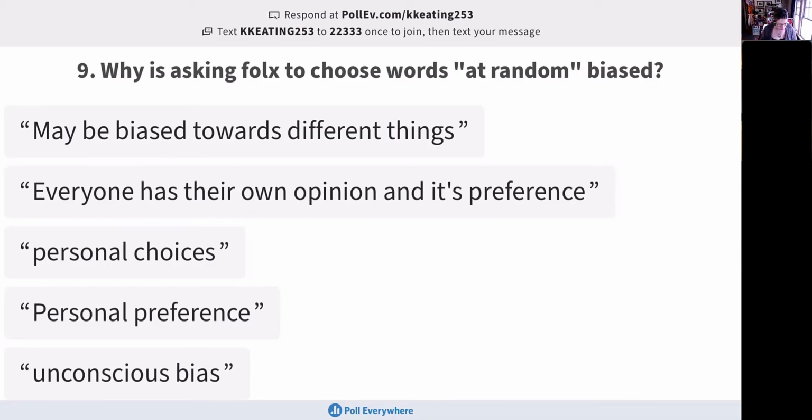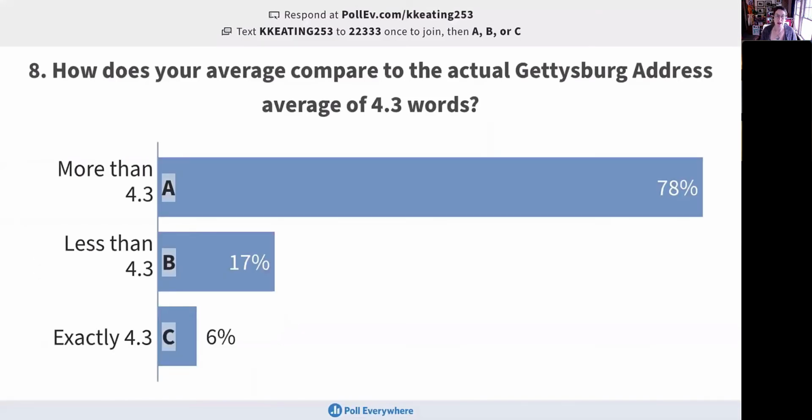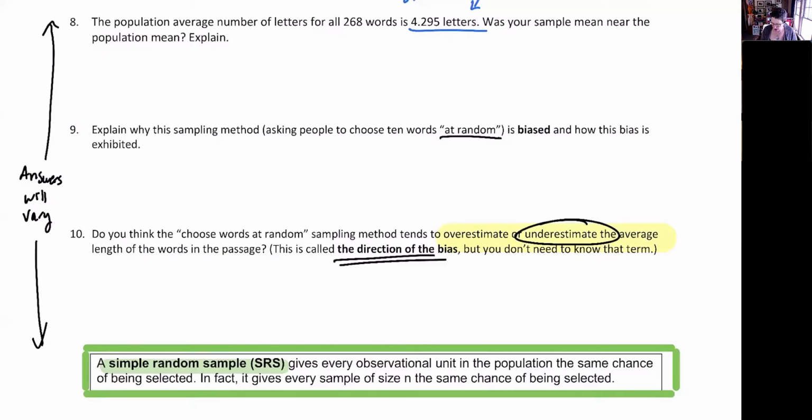So what we're going to do is we're going to do a truly random sample next. We're going to see how that's different. And here we see for the most part in number 10, do we think words chosen at random tends to overestimate or underestimate? It overestimated. Okay, this is called the direction of the bias. You don't need to know that term, but it's just an interesting little tidbit.